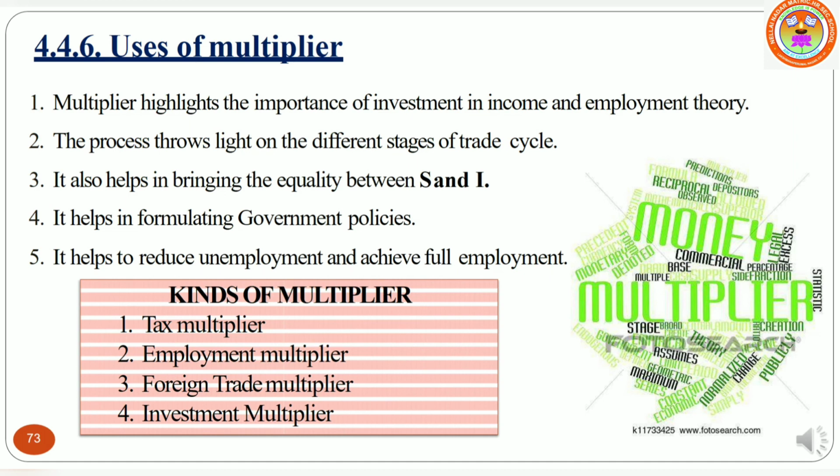Next kind of multiplier is employment multiplier. The concept of employment multiplier was introduced by R.F. Khan in 1931 as a ratio between the total increase in employment and primary employment is called employment multiplier. This employment multiplier is a coefficient relating to an increment of primary and secondary employment combined.